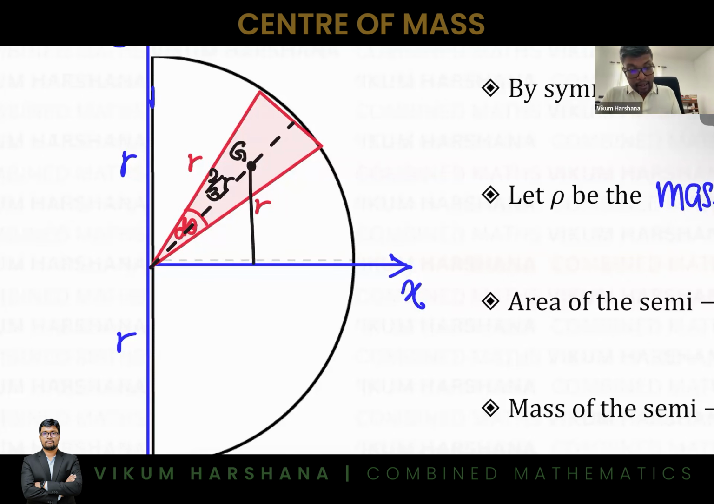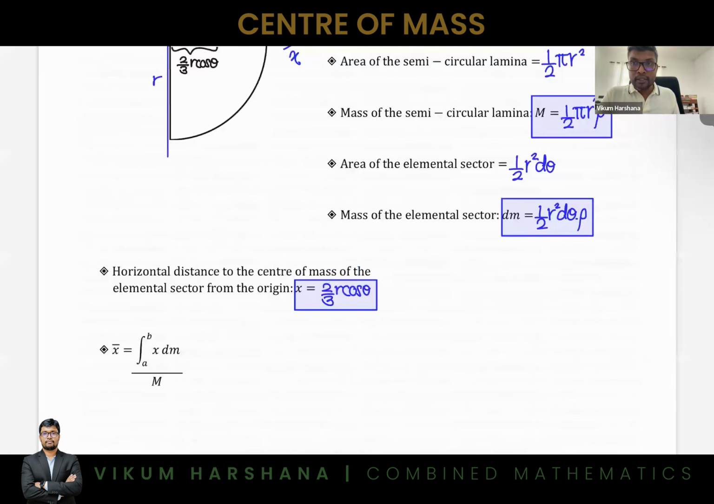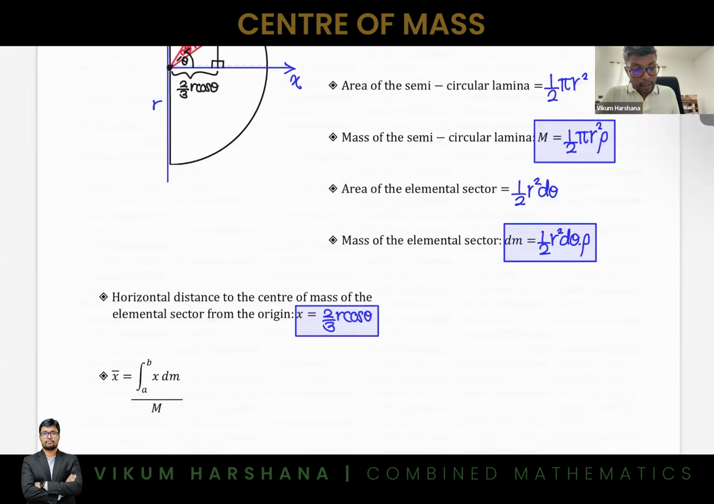Now let's take that triangle. So now we are going to focus on this area. That's the horizontal distance between the origin and the center of mass of the elemental sector. Now again, let's take this as theta. Now it's not r cos theta because it's not r now. It's actually 2/3 r cos theta. So it's 2/3 r cos theta. Okay, now we have all these three. You can clearly see this on the board.